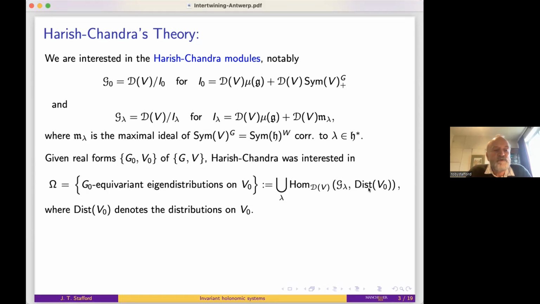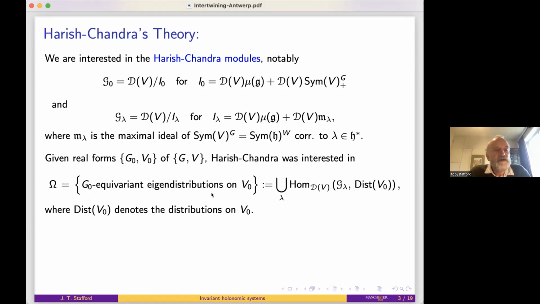So why is that a reasonable definition? Well, there are two parts to it. First of all, G-equivariance. Being invariant for the group is the same as being invariant for the Lie algebra. So that would just mean that my distribution should be killed by μ(g). So that's why that's there. Secondly, it should be an eigendistribution, an eigenvector. Well, if you unravel what it means for m_λ to annihilate my distribution, you'll see that it actually means you've got an eigenvector corresponding to an eigenvalue λ. So at least this definition looks reasonable.